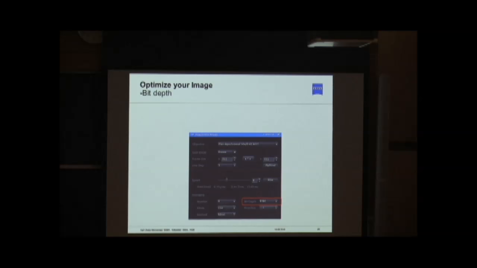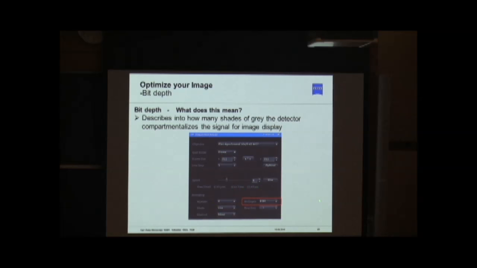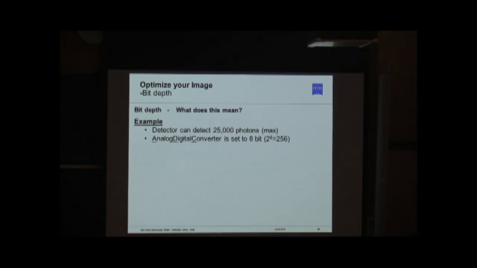Bit depth describes into how many shades of gray the detector compartmentalizes the signal for the image display. That's a very easy explanation of what bit depth means. However, to understand it, I created this example. Let's assume the following Gedankenexperiment, a thought experiment: the detector has a maximum detection capability of 25,000 photons. So if you have 26,000 photons, the detector is oversaturated. So let's assume we have a detector that can detect up to 25,000.